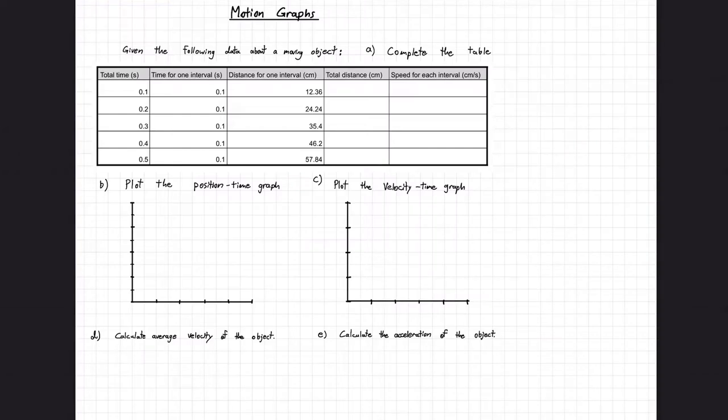So this next question is another motion graphs question. This one has a displacement time graph and also a velocity time graph. So this question first starts out with some given data in a table and asks us to complete the rest of the table.